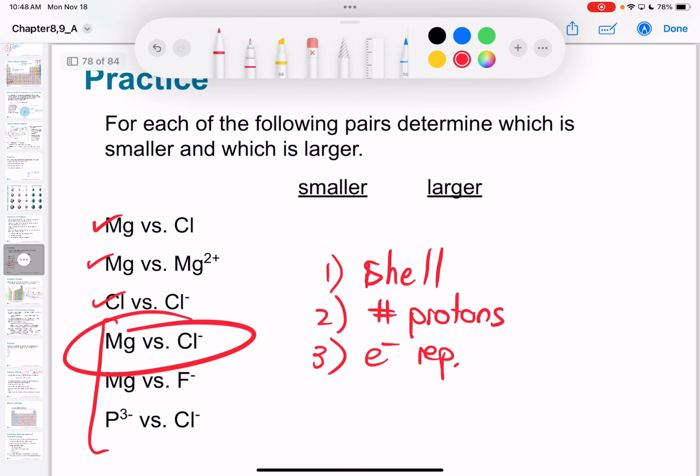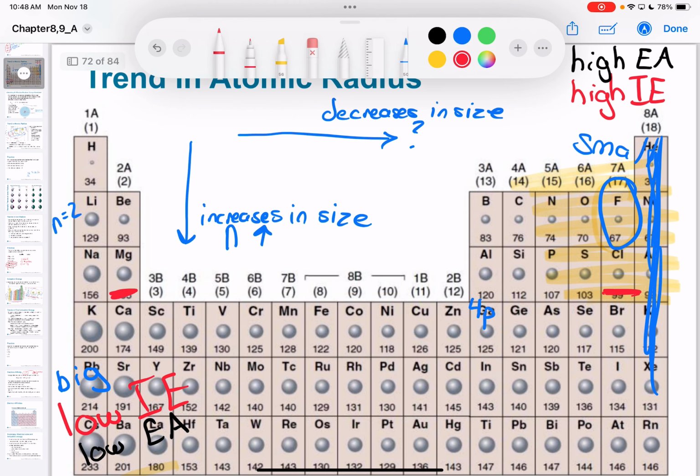Let me look at one more example. Ooh, let's do Mg and F minus, okay? No, that was so easy. We'll do it anyway. Okay, Mg and F minus. F minus is still at n equals 2. Mg is at 3. Done. Shell answered the question. F minus is going to be smaller because it's still at n equals 2.